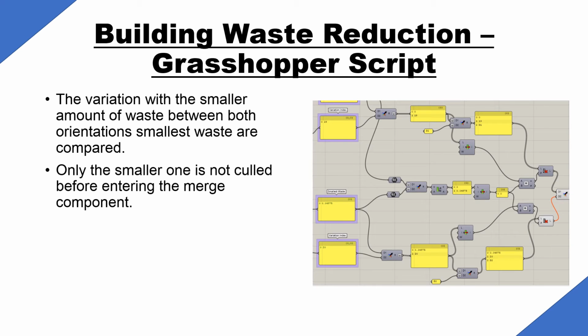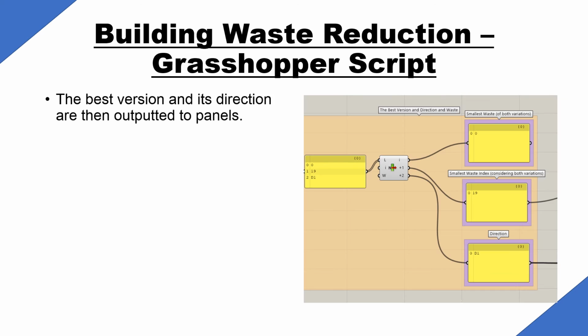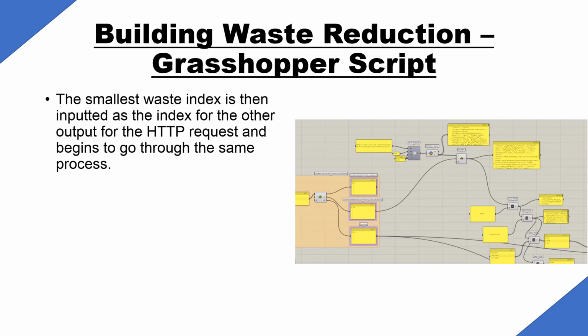Both sides are considered, and only the side with the least waste is not culled and is able to move on to later steps. Amount of waste, index, and direction is then taken and outputted to the next step. The index is then used in the same process as shown before with the HTTP request, and is used to call for the one with the least waste.